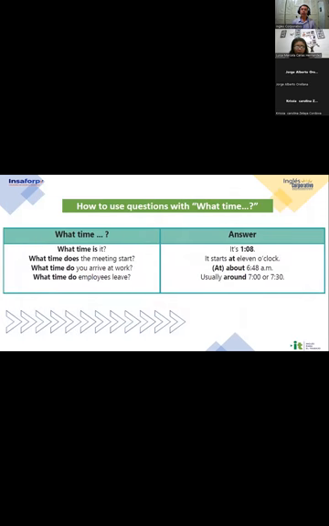Good. What time is it? It's 1:08. What time does the meeting start? It starts at 11 o'clock. What time do you arrive at work? At about 6:48 a.m. Or you can say about 6:48 a.m. What time do employees leave? Usually around 7 or 7:30.